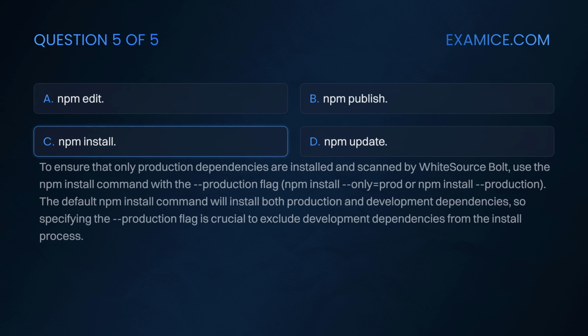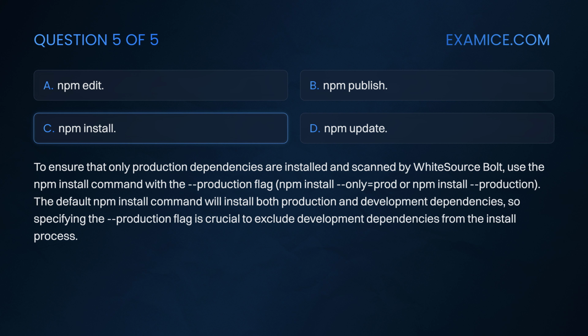To ensure that only production dependencies are installed and scanned by WhiteSource Bolt, use the npm install command with the --production flag. The default npm install command will install both production and development dependencies. So specifying the --production flag is crucial to exclude development dependencies from the install process.